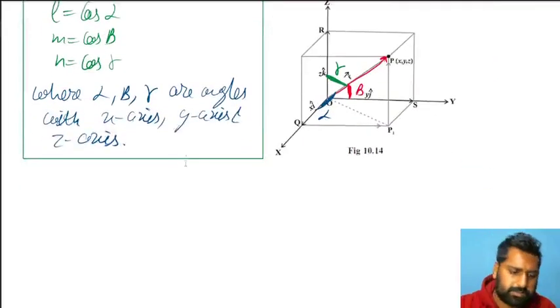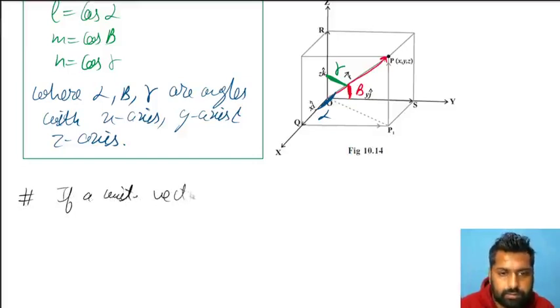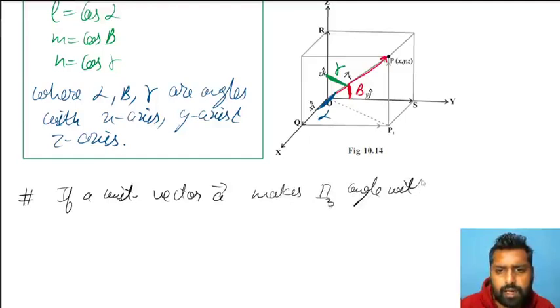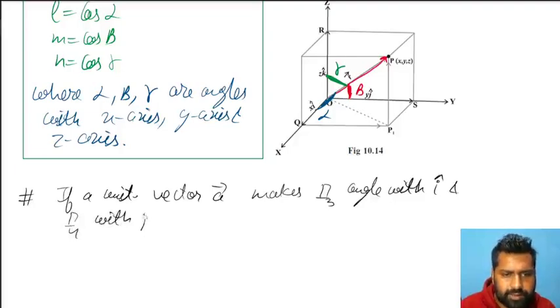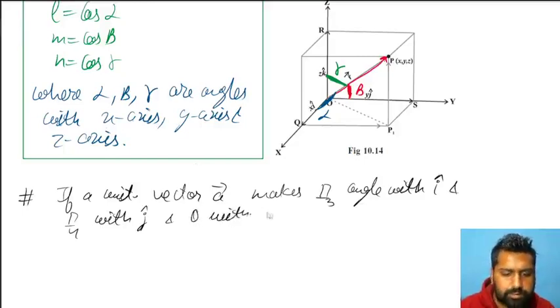Now let's look at one question. If a unit vector A makes pi by 3 angle with I cap, and pi by 4 with J cap, and theta with K cap, find the value of theta. You have to find theta.